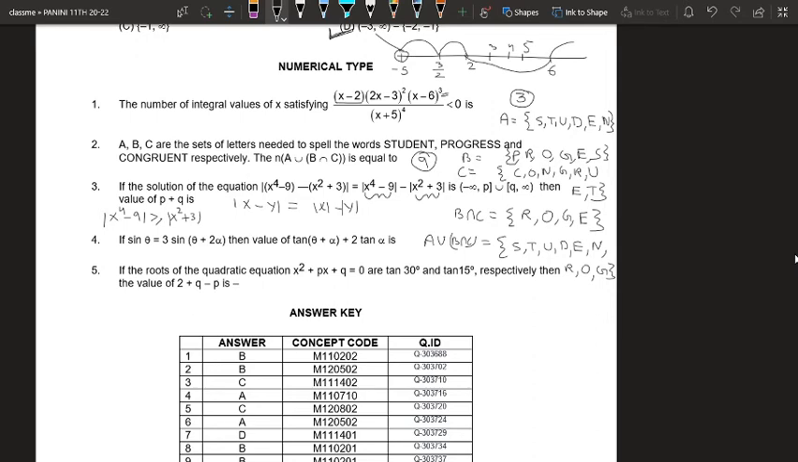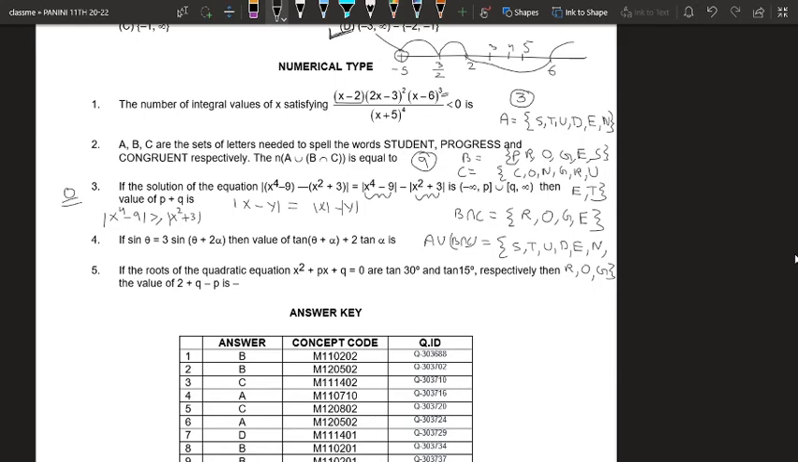But if we look at the terms, in every term there is an even power of x. If we replace x by minus x, there would not be any change in the values of x square and x raised to power 4. That means P and Q should be numerically equal and opposite in sign. That means the value of P plus Q would be equal to 0.